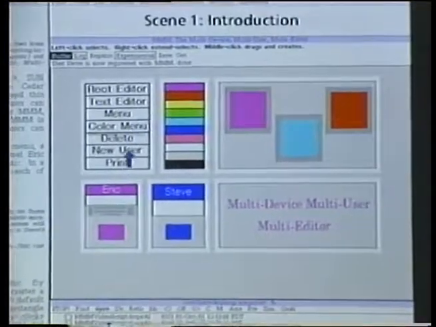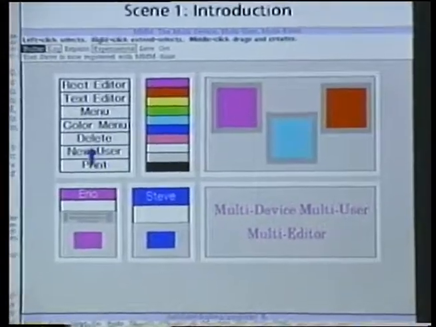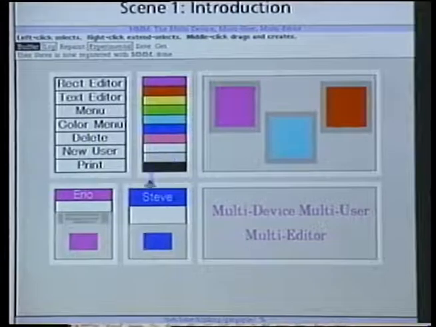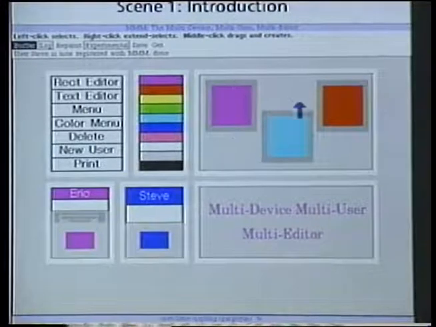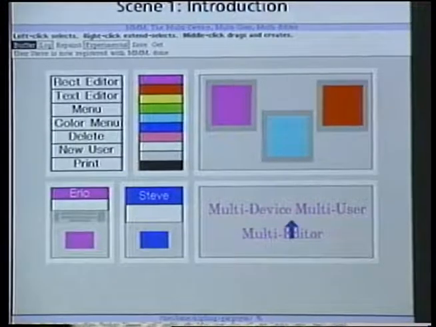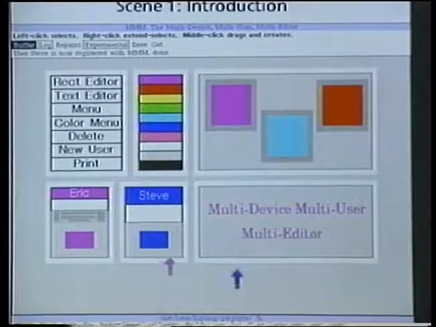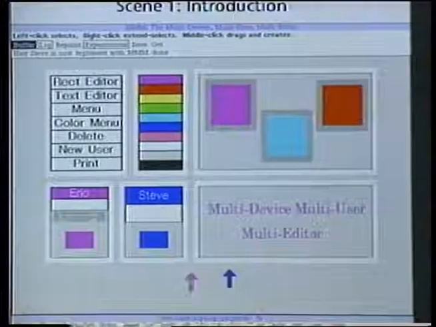In our initial scene, we have a command menu, a color menu, home areas for 2 users named Eric and Steve, a rectangle editor, and a text editor. In a moment, we will discuss the function of each of these objects.